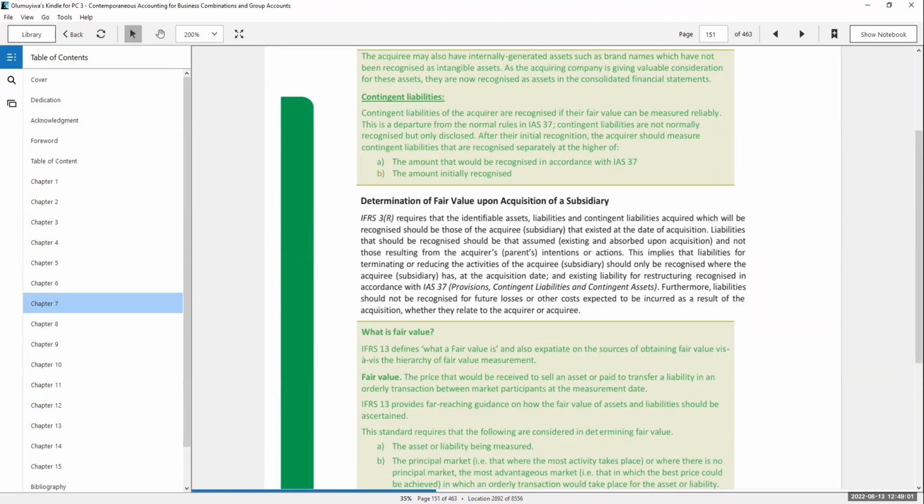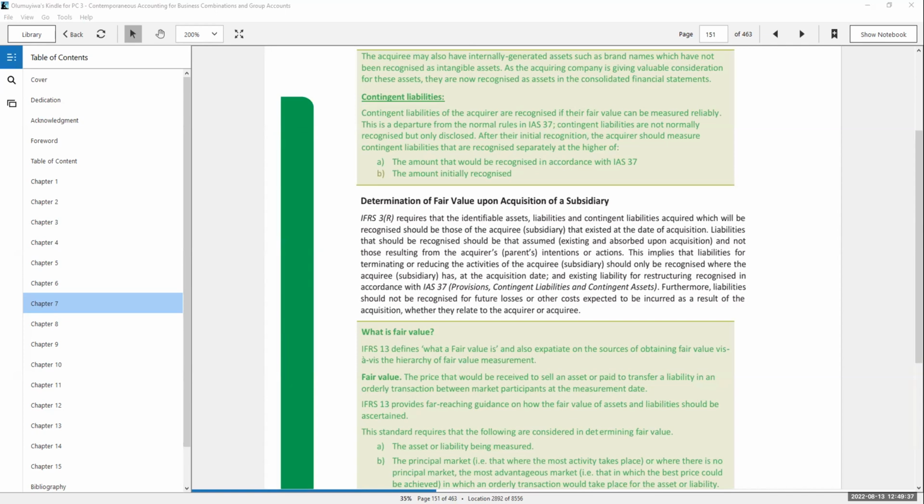The determination of fair value upon acquisition of a subsidiary. IFRS 3 revised requires that the identifiable assets, liabilities, and contingent liabilities acquired, which will be recognized, should be those of the acquiree, which is a subsidiary, that existed at the date of acquisition. Liabilities that should be recognized should be assumed, that is existing and absorbed upon acquisition, and not those resulting from the acquirer's parent's intention or action.